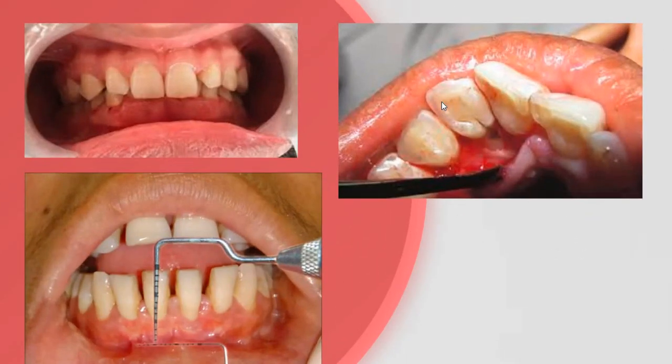Other causes we may have, for example, deep bite. These are local contributing factors, not the causative factors, in inducing gingivitis, in progressing the inflammation of gingivitis. So we have deep bites, palatogingival grooves, and shallow vestibules, which also may lead to gingival inflammation.